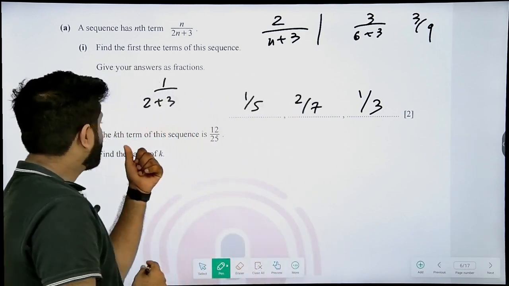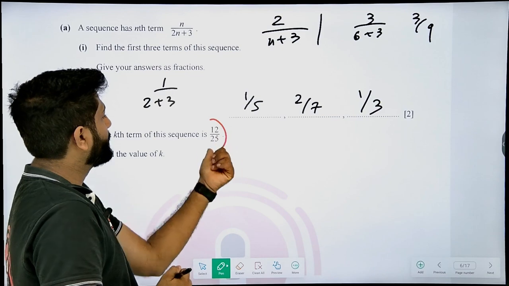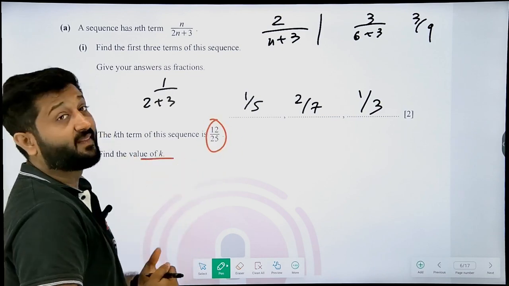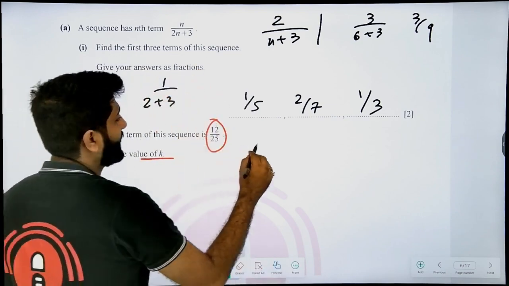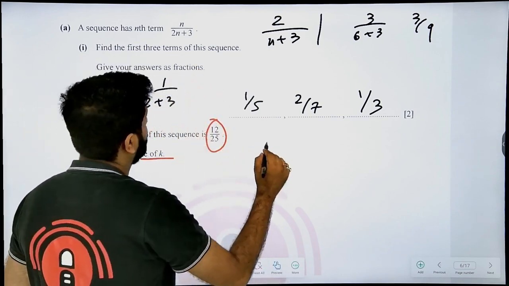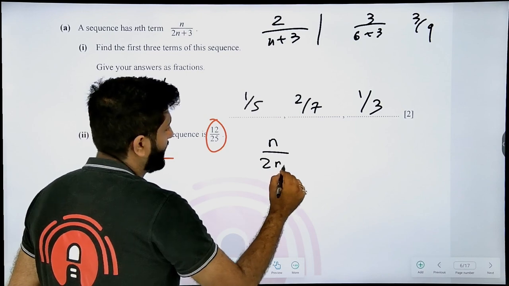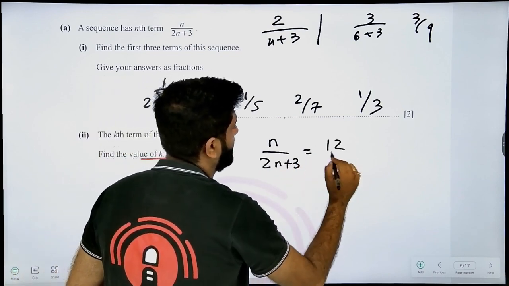Next question. The kth term of the sequence is 12 over 25. Find the value of k. So what I'll do is just equate: n over 2n plus 3 equals 12 over 25.